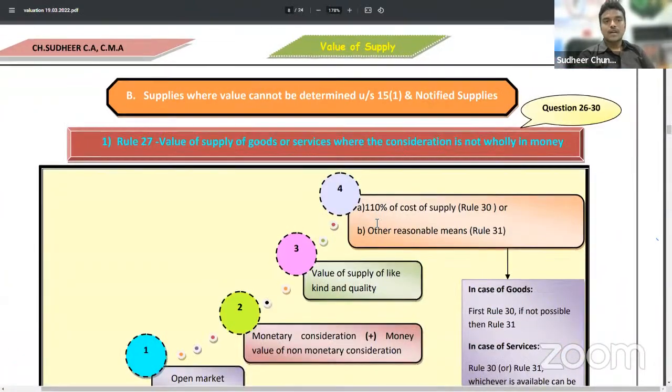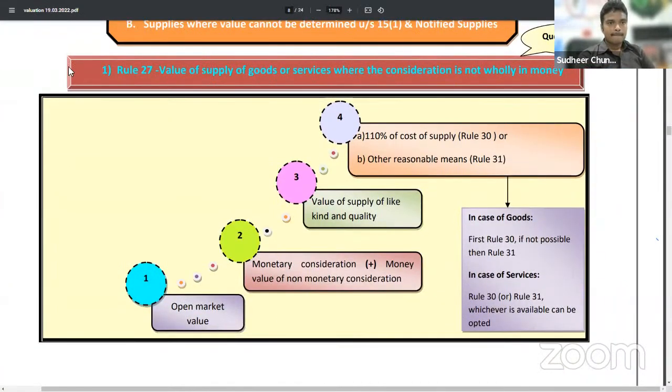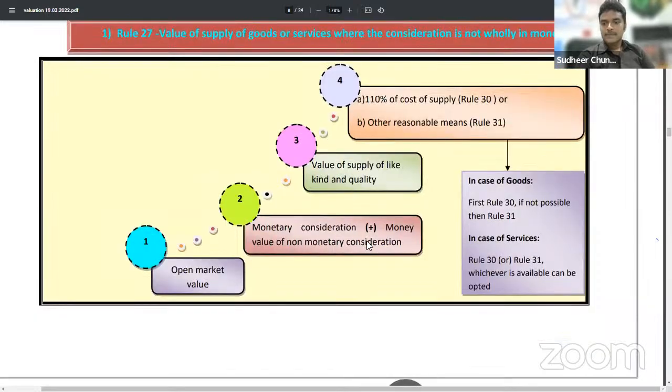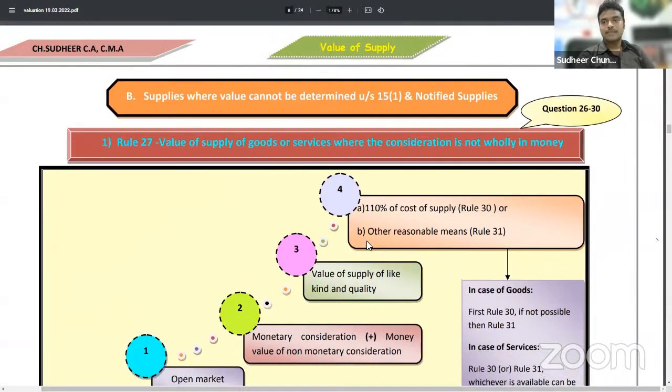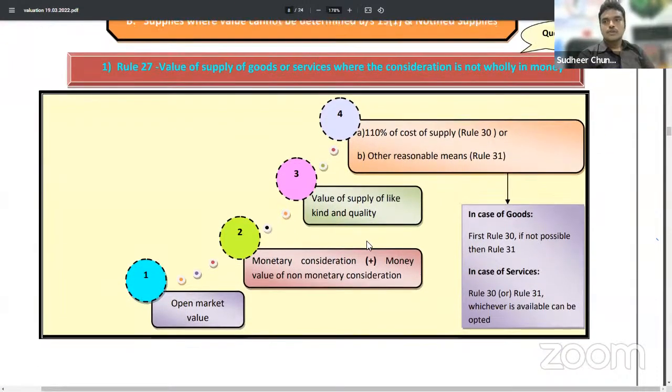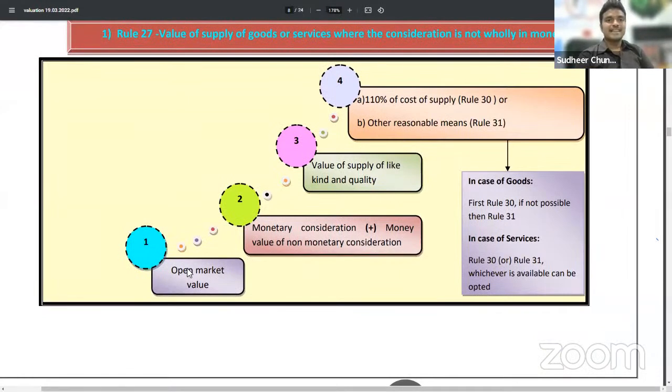So coming to page number 8, page number 8. So here is the theory. Rule number 27. Value of supply of goods or services where consideration is not wholly in money. That means price is not the sole consideration. I will give you the perfect example.